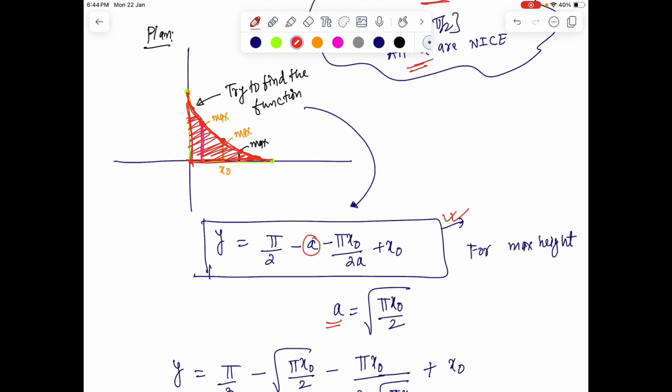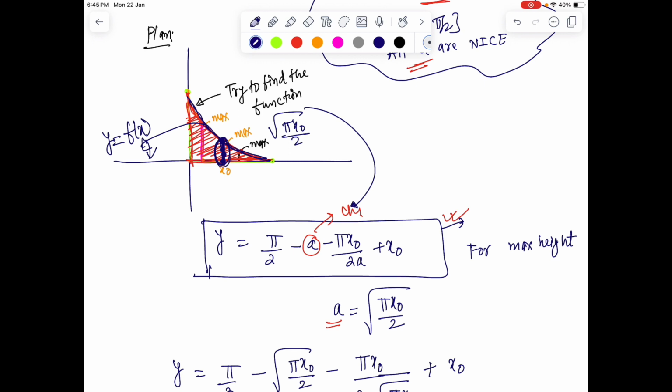So since a is changing here, for a particular value of a and corresponding x naught, we'll get maybe this point. Let's say a changes and the y value will get this. Again a changes, y value changes, so there will definitely be a value of a which is root over pi x naught by 2, at which we'll get the maximum height of this function. So in fact, if I were to write the equation of the boundary curve, it will be y equals some function f of x which is attained at the maximum value of those heights.